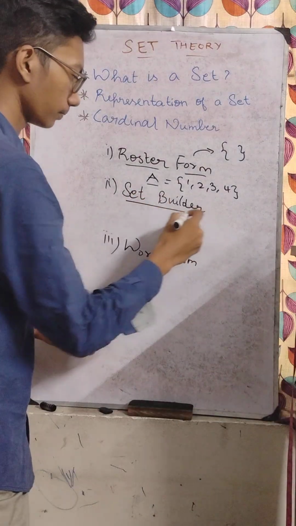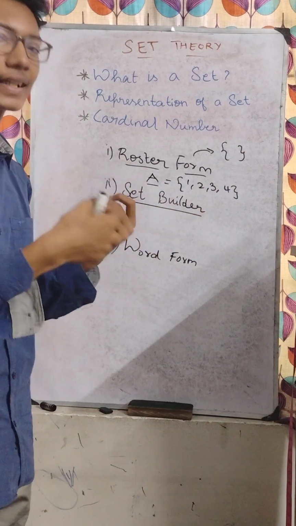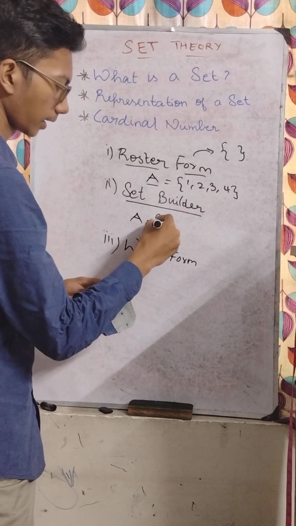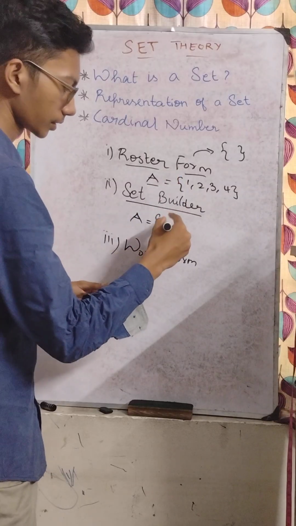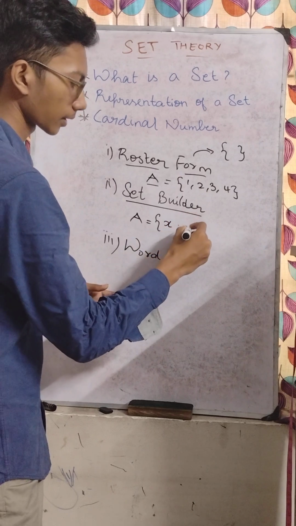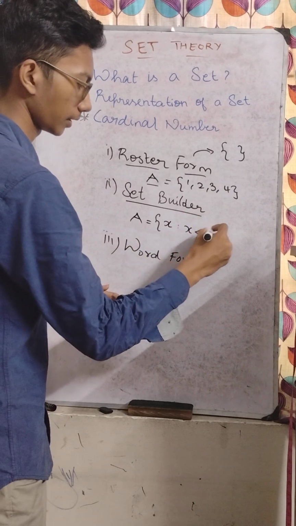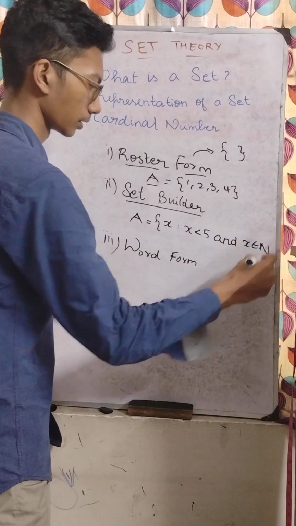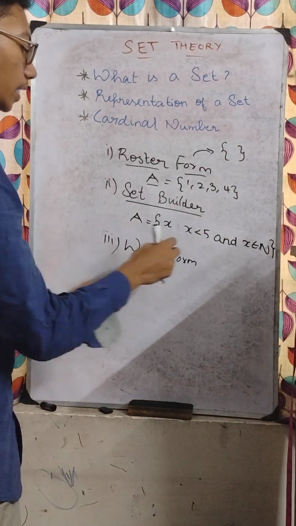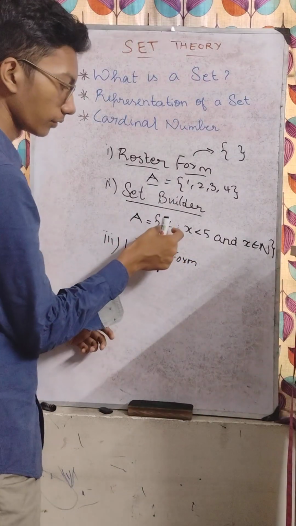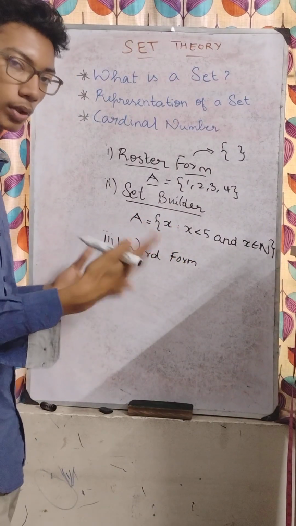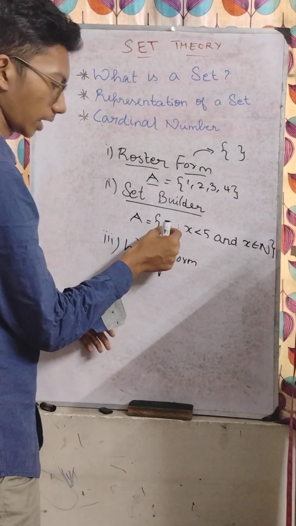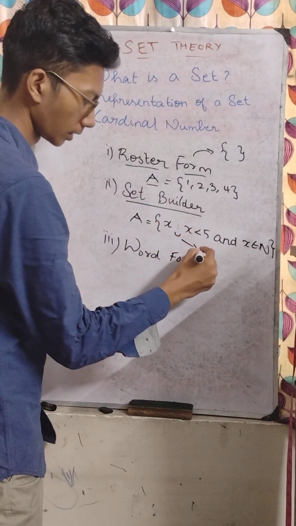Now the set builder form is a little more complex way of writing the set. Let's say we have the same thing, A and the curly braces, x such that x is less than 5 and x belongs to natural numbers. So this is how you will write it in set builder form. We have the variable x, it can be anything, x, y, z, but preferably it should be a small letter. So x, and this is called such that.